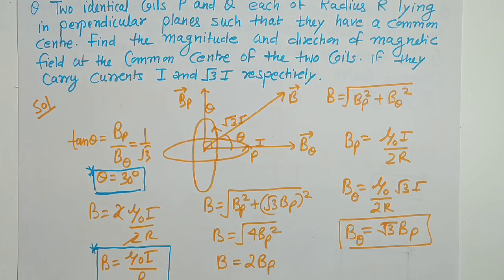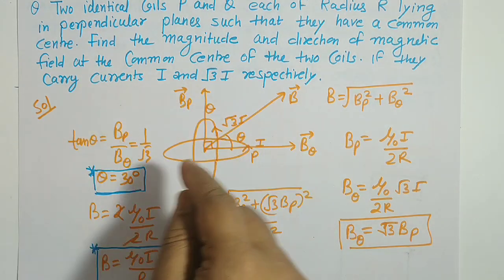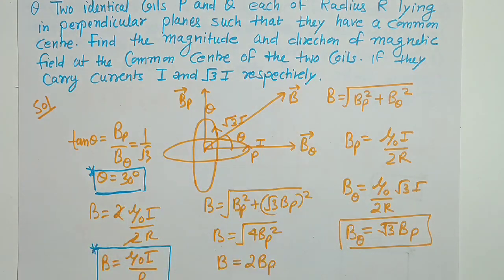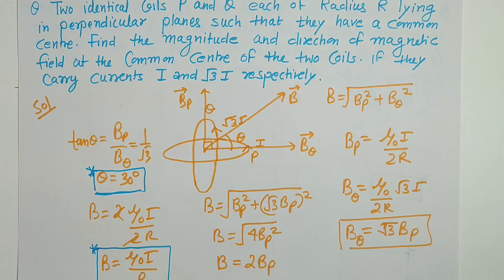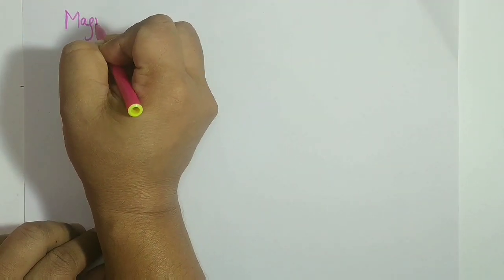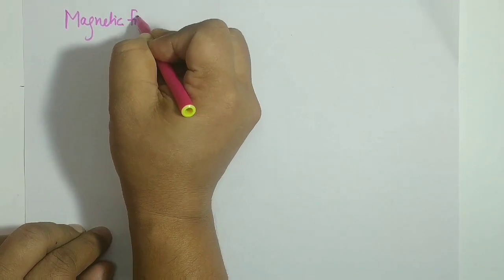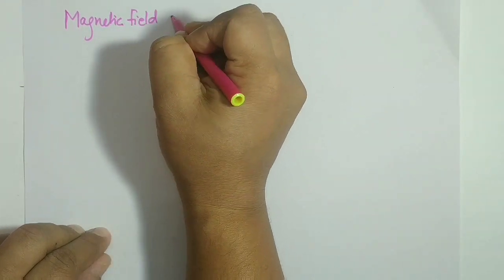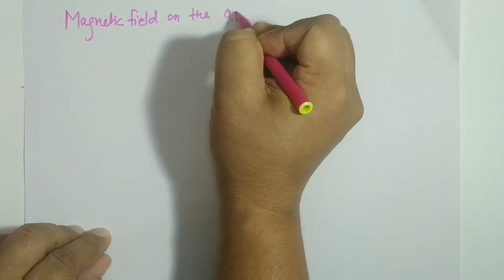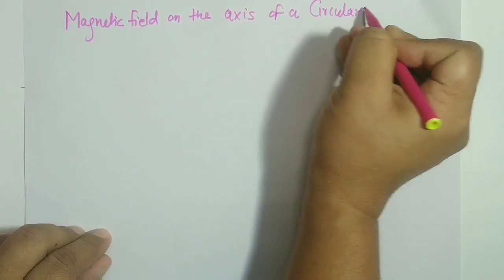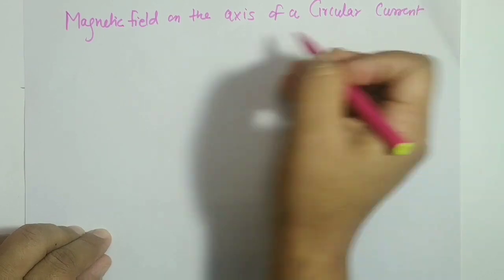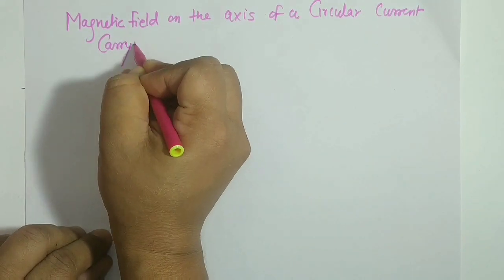So this is what we wanted to talk about: magnetic field due to a current carrying circular coil. Now what happens when we have to calculate the magnetic field on the axis? For that, the next concept we are going to discuss is the magnetic field intensity on the axis of a circular current carrying coil or circular current carrying loop.